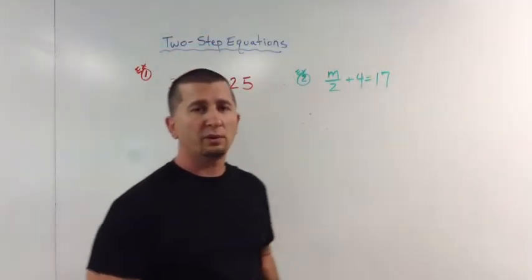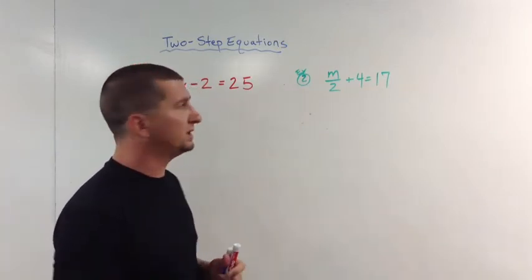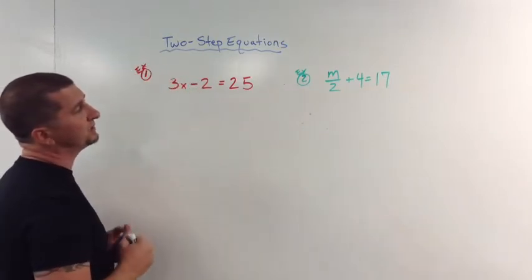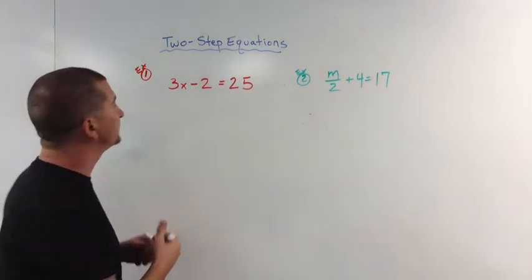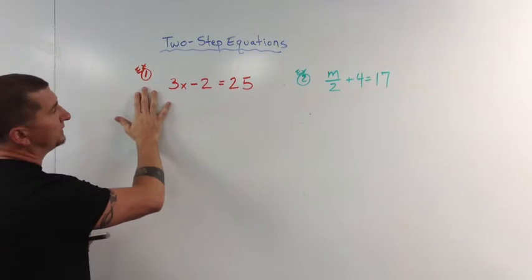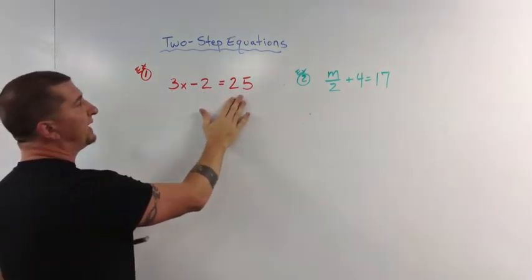Two-step equations: what we're really doing is solving a series of two one-step equations. I have two examples here that we'll go through, and these are typical two-step equation type problems. Example 1, we have 3x minus 2 equals 25.